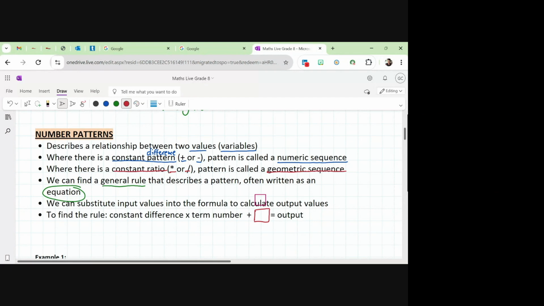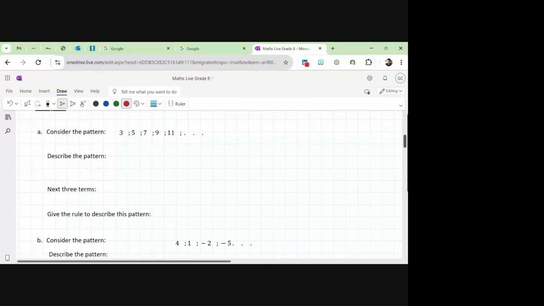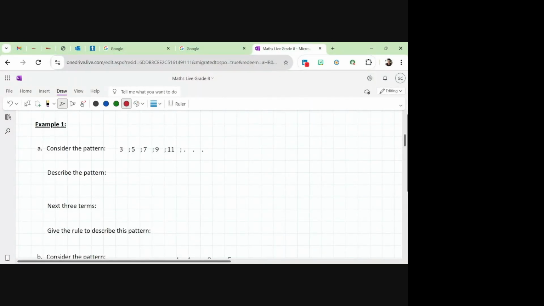Oh, this sounds very complicated. I'm going to make it a little bit simpler for you. All right, let's look at a quick example. So let's look at the example over here. The pattern we've been given is 3, 5, 7, 9, 11. Okay, who can explain? Describe the pattern for me. What are we seeing?